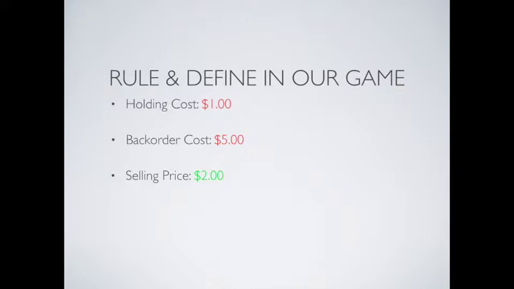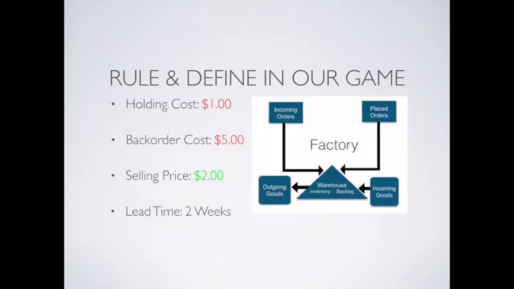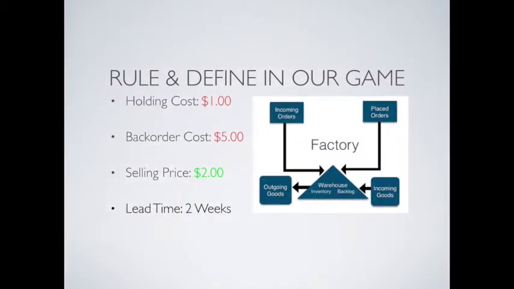Besides, another critical factor is lead time. We define it as 2 weeks. It means that the time from when we place our order until we receive our products is 2 weeks. To simplify our game in the supply chain, we choose to act as a factory. The main difference is that there will be no delay in ordering products.